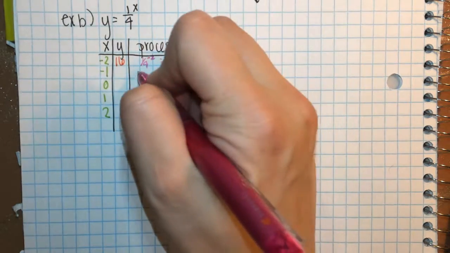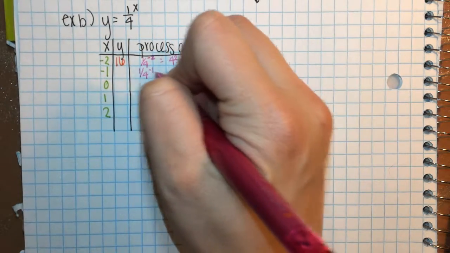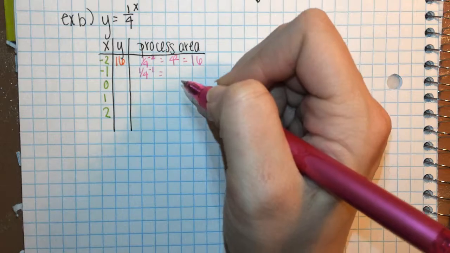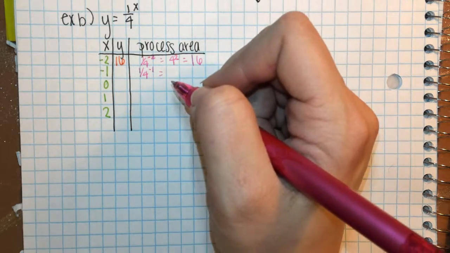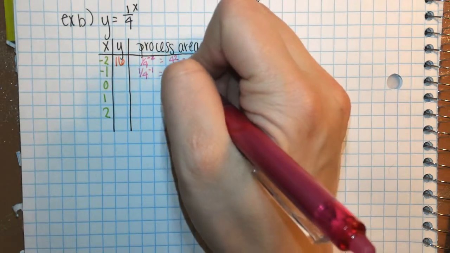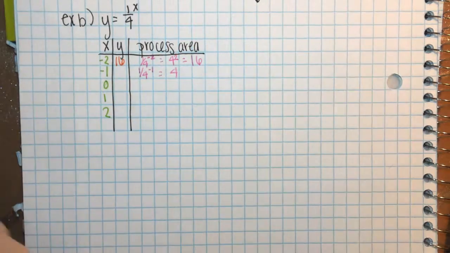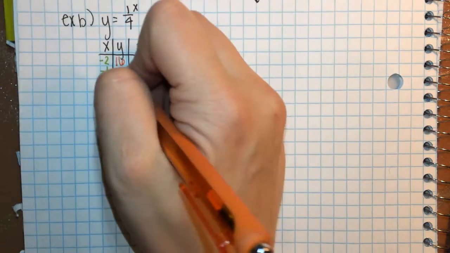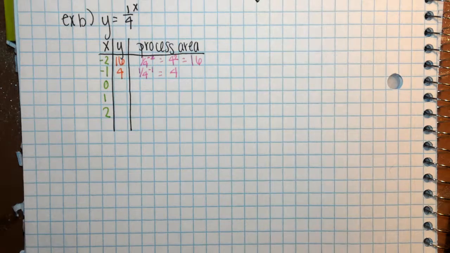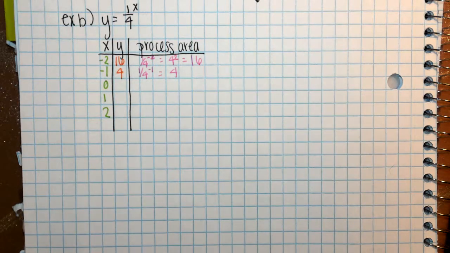Now we're going to plug in -1. We have 1/4 to the -1. Negative exponents do what to our base? It flips it. So this becomes 4. 4 to the first power is just 4. And now we get into the magic and the fun.